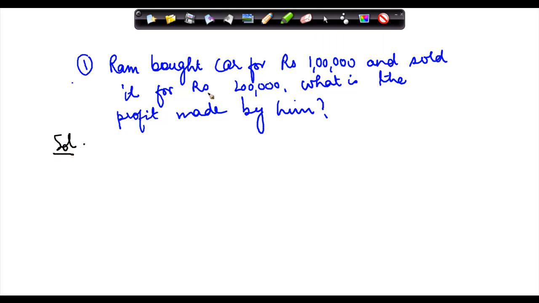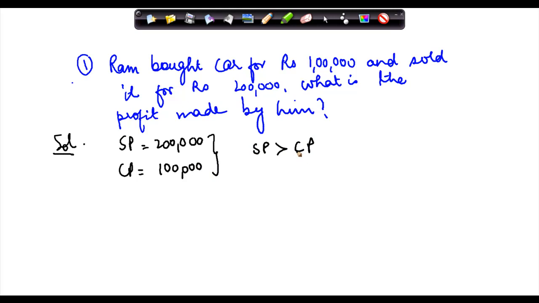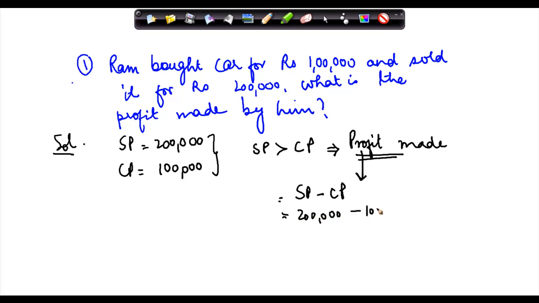What I told you was that I need the selling price, which is 200,000, and the cost price or the purchase price, which here is 100,000. Now, when I compare these two, the selling price is greater than the cost price, which implies that I have made a profit. And what is the profit? The profit is the difference between the selling price and the cost price, which is 200,000 minus 100,000, or 100,000.